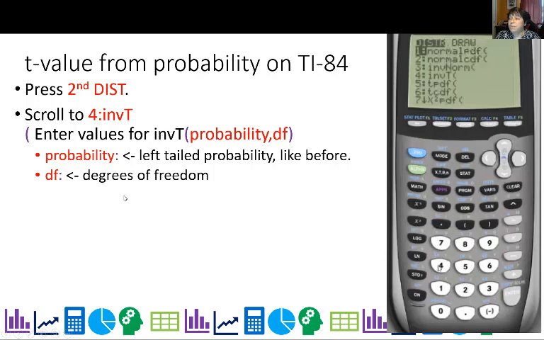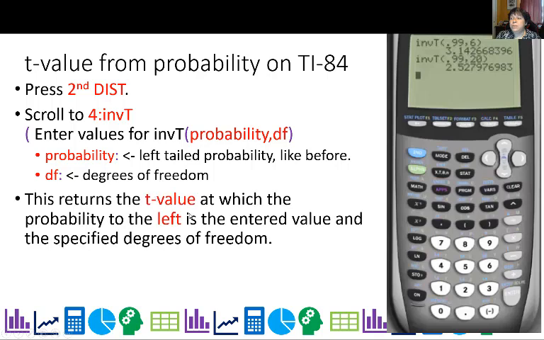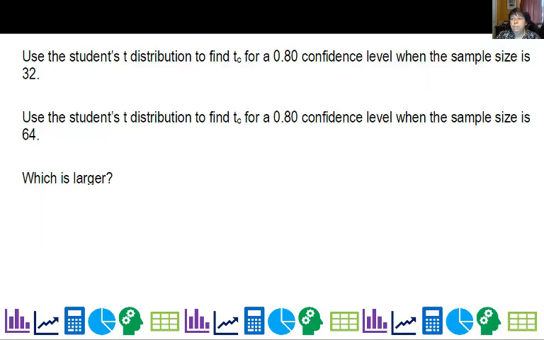We can do it again with a higher number of degrees of freedom. So we're still doing 0.99, but now we have 20 degrees of freedom. And it's churning. That's what that little line is that you see moving. And you can see the higher our degrees of freedom, the closer it is to a normal z critical value. So this returns a t-value, where the probability to the left of that value is the entered value with the specified degrees of freedom. So it's the area to the left, just like inverse norm.